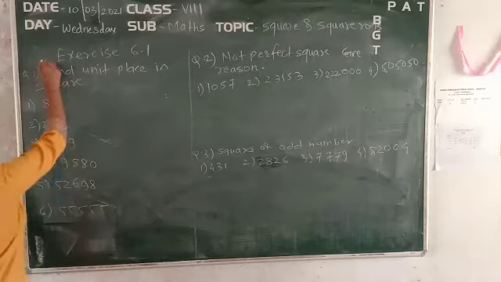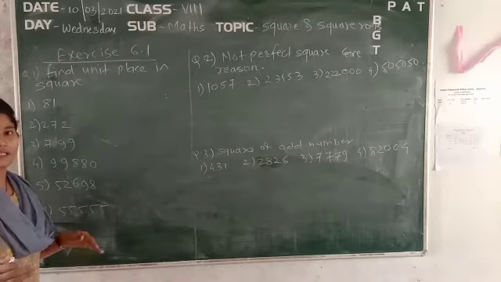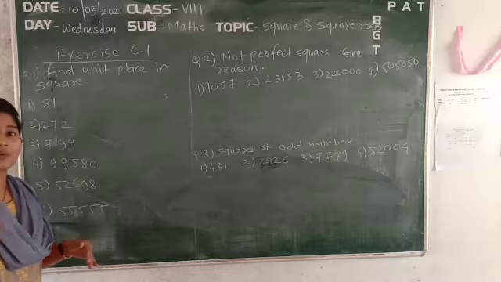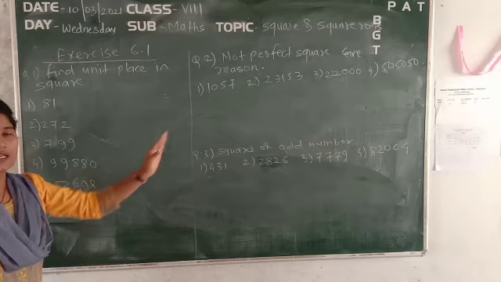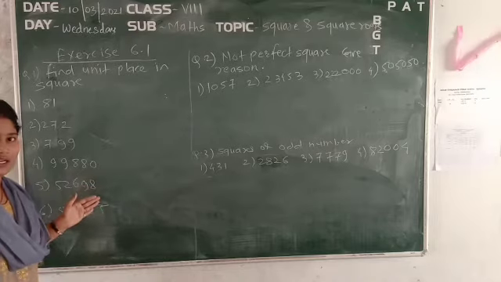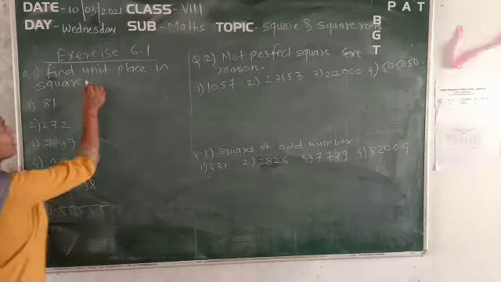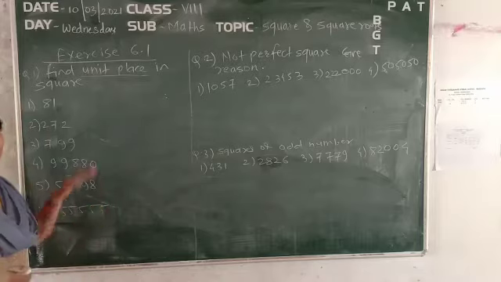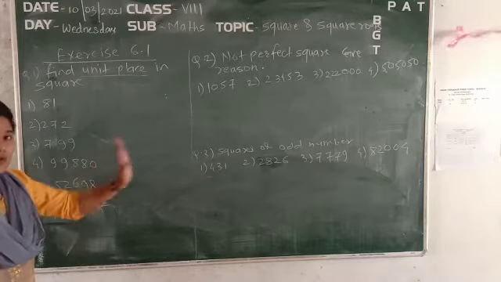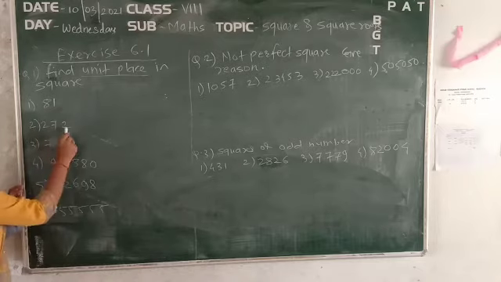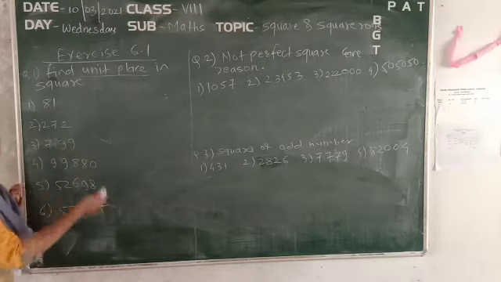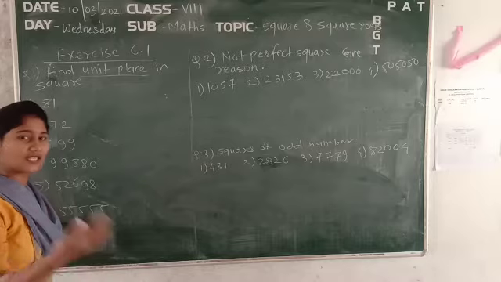So just try to remember what are the properties that we have learned. One by one we will use all those properties in each of these questions. Clear? Now see, the first question is asking what the unit place of the squares of the following numbers is. So you have the numbers 81, 272, 799, like that. These are the numbers that are given to you.